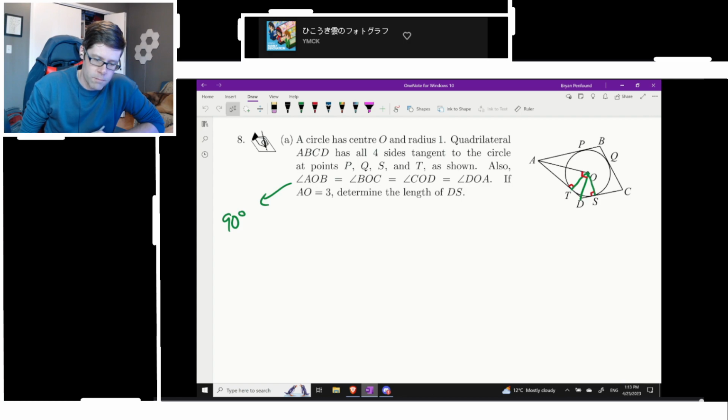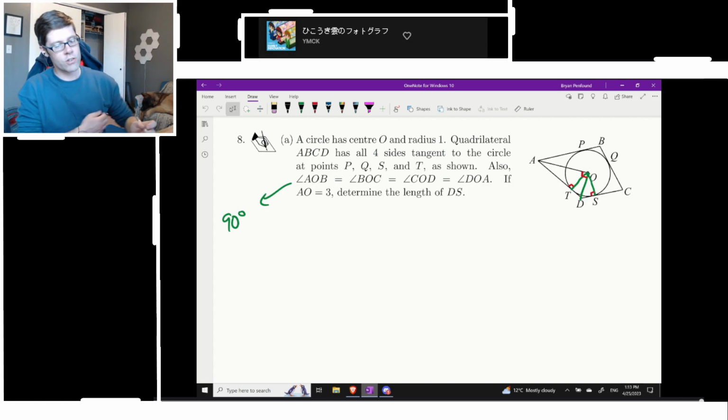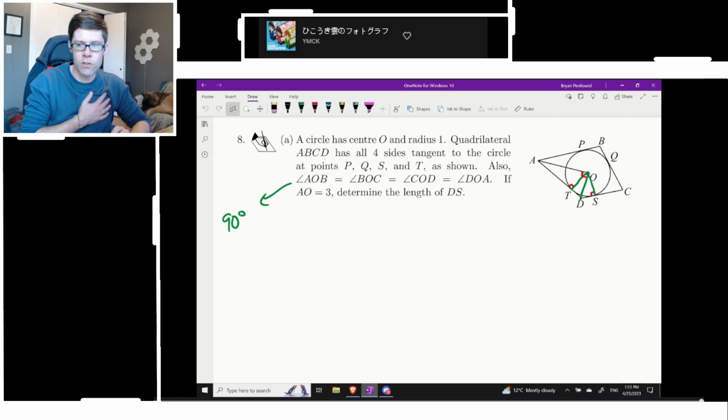So AOT. AOT is 90 degrees. I know that AOT and AOD share angle A, and they have a 90-degree angle, so... Oh, the other one might be shared too, so that means they should share the other angle too, right?